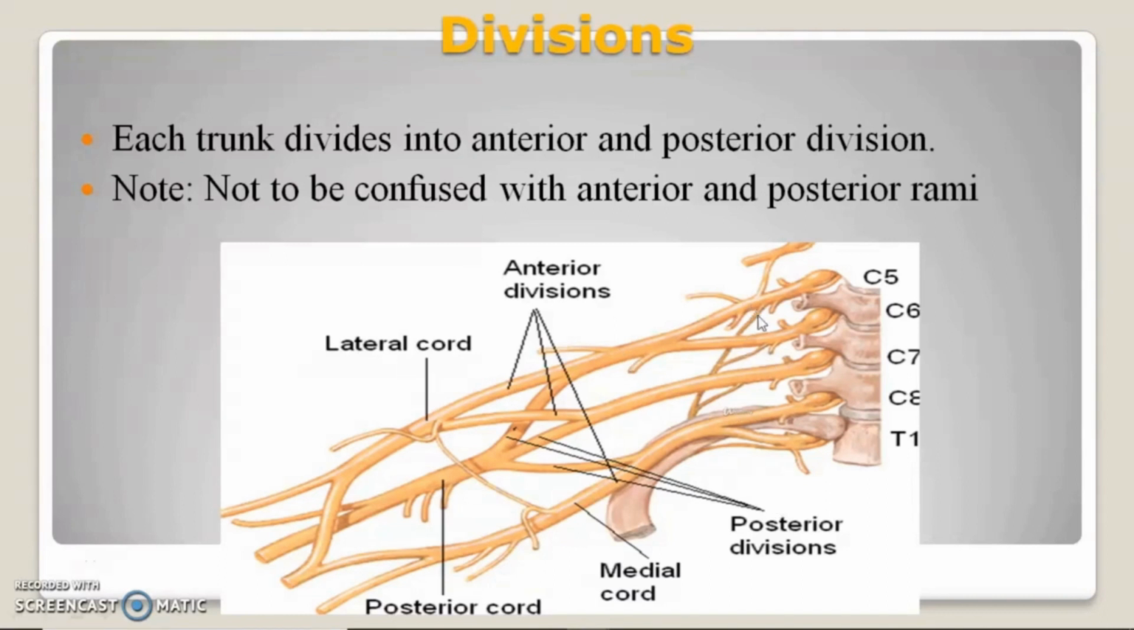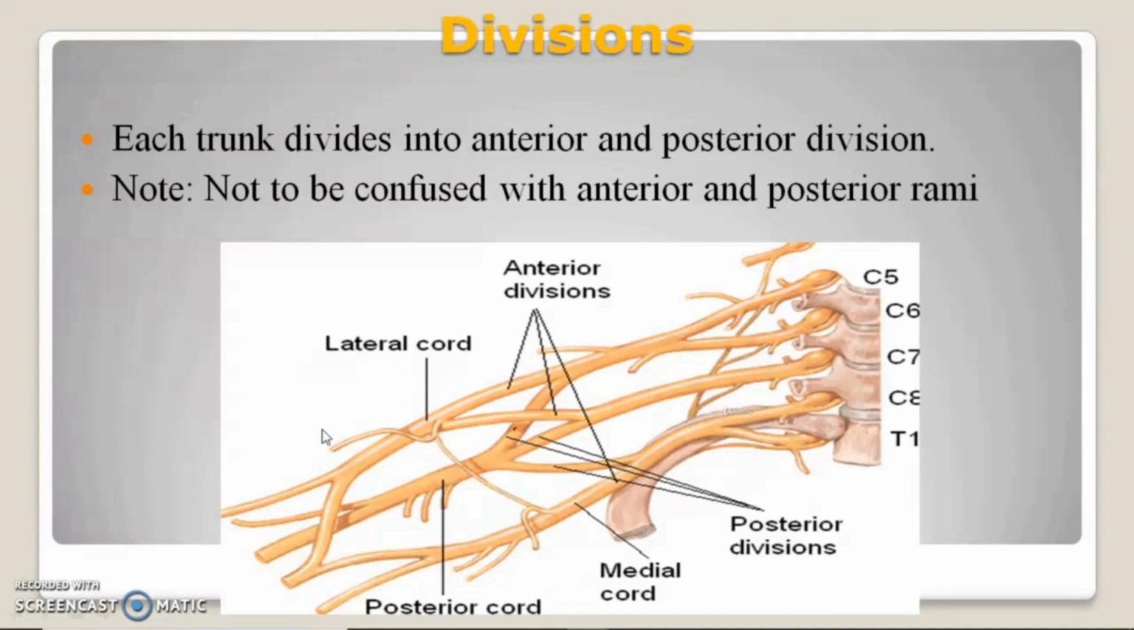So here we will be having roots, 5 roots you can make out, and these 5 roots are going to form 3 trunks, such as the upper trunk formed by C5 and C6, the middle trunk formed by C7, and the lower trunk formed by C8 and T1. Now we have anterior and posterior divisions formed by these trunks. So all these 3 trunks are divided into 3 divisions each: anterior and posterior of the upper trunk, anterior and posterior of the middle trunk, anterior and posterior of the lower trunk. In such a way it is divided.